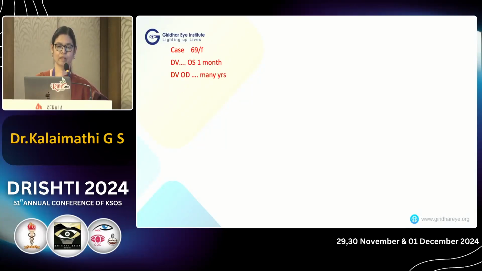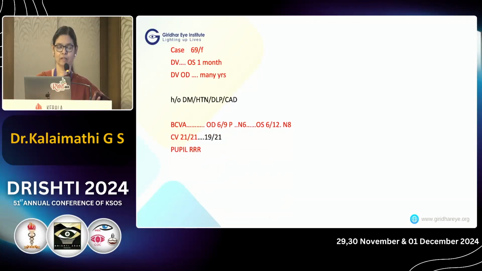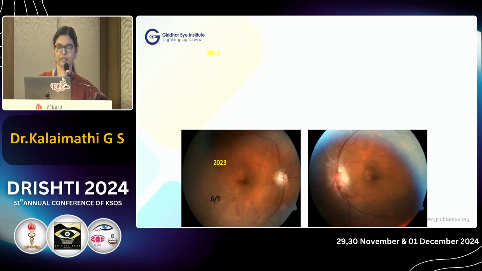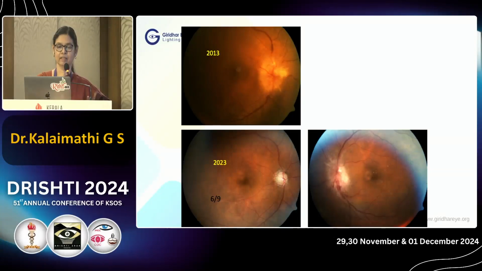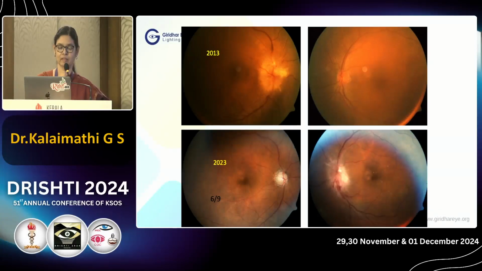69-year-old female, defective vision left eye 1 month, defective vision right eye many years. Right eye 6/9, left eye 6/12 N8, color vision left eye defective. Fundus right eye pale disc, left eye disc edema. This is the right eye pale disc, left eye disc edema. This is the right eye disc edema in 2013. Okay, so now the status is right eye pale disc because of the AION in 2013.